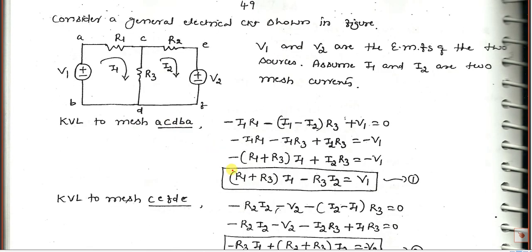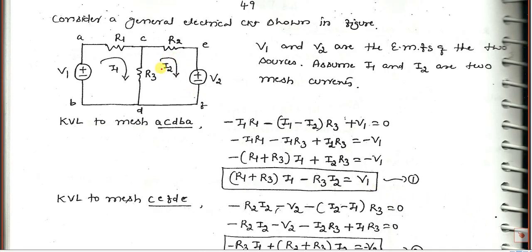If you write a KVL for mesh 1, you're going to get (R1 plus R3) I1 minus R3 I2 is equal to V1. That is the meaning: this element will be the sum of resistance in mesh 1. R1 and R3 is the sum of resistance in mesh 1. Common to 1 and 2 is R3. You have to write minus. And voltage while writing this is minus to plus, so it is minus. If you bring it to the right side, it becomes plus V1.